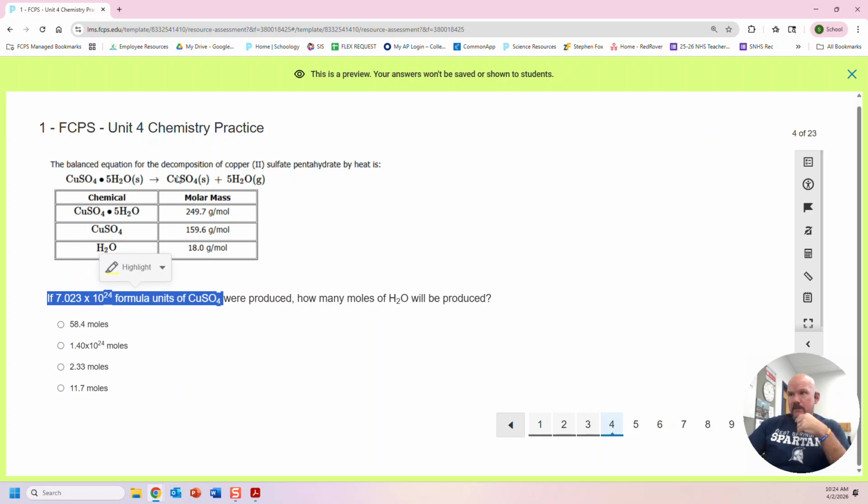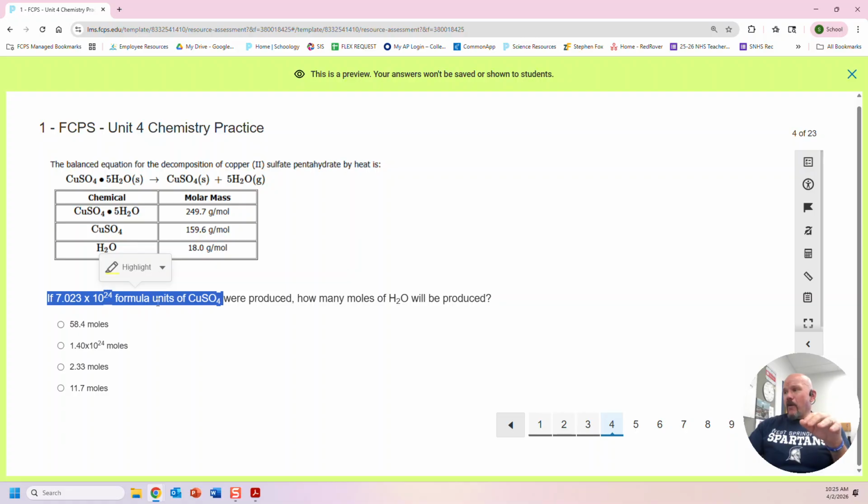copper sulfate. So they tell us how many formula units of this are produced, and if that many formula units of this are produced, how many moles of water are also produced. All right. Well, it's a 5-to-1 ratio, 5 moles of water for every 1 mole of the copper sulfate that's produced. Okay. And be careful on the FCPS assessment.